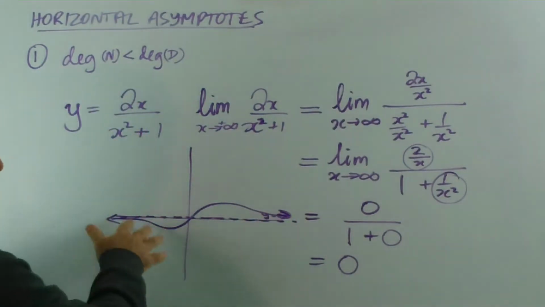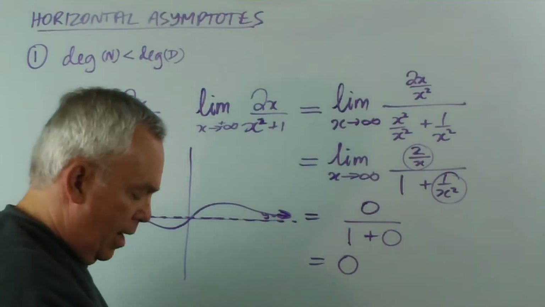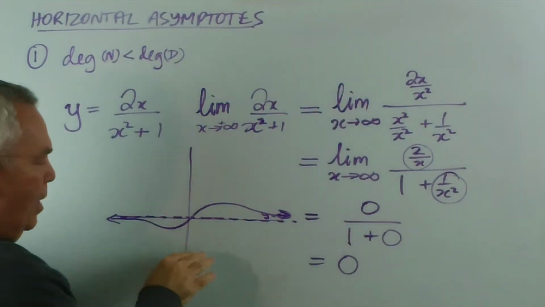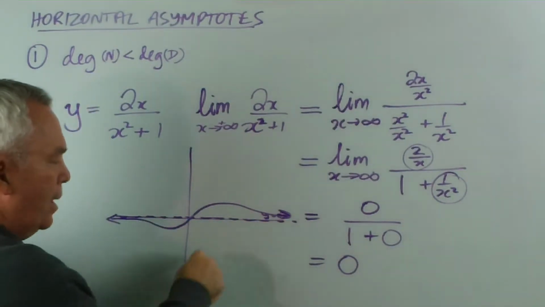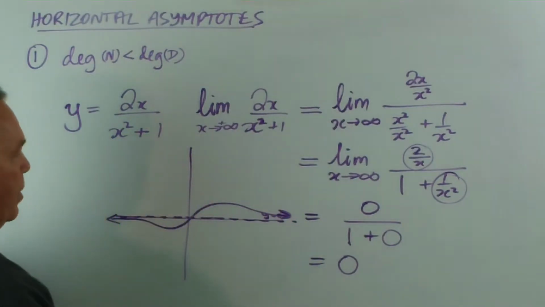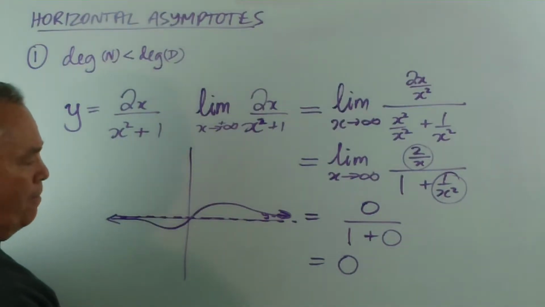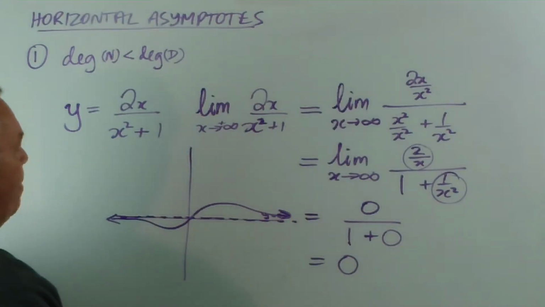But I'm going to talk about where to find the graph and such like on another occasion. But at the moment I just want to locate where the asymptotes are. And the curve will tend towards 0 this way, and it will tend towards 0 this way. Okay. What do I wish to say about this?